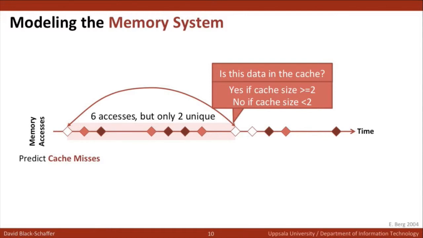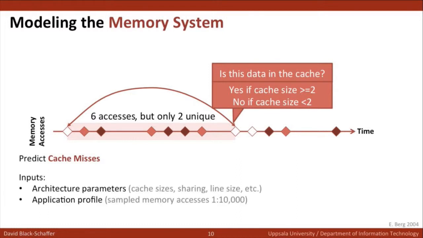Now, again, we need 2 pieces of inputs for this. We need the architecture parameters. How big is our cache? What's the cache line size, replacement policy, sharing between cores, that sort of stuff. And we need something about the application. What is its memory access pattern? Where are these addresses that it's accessing?